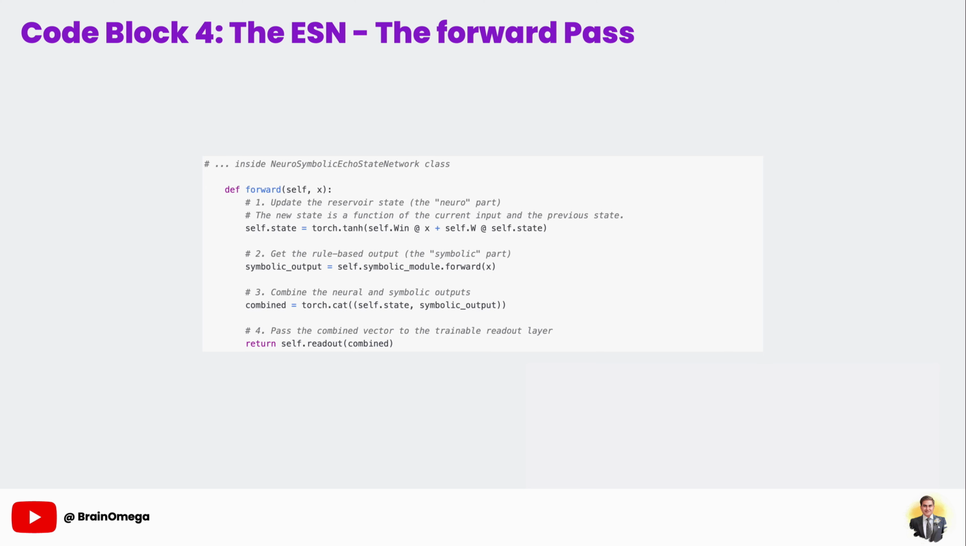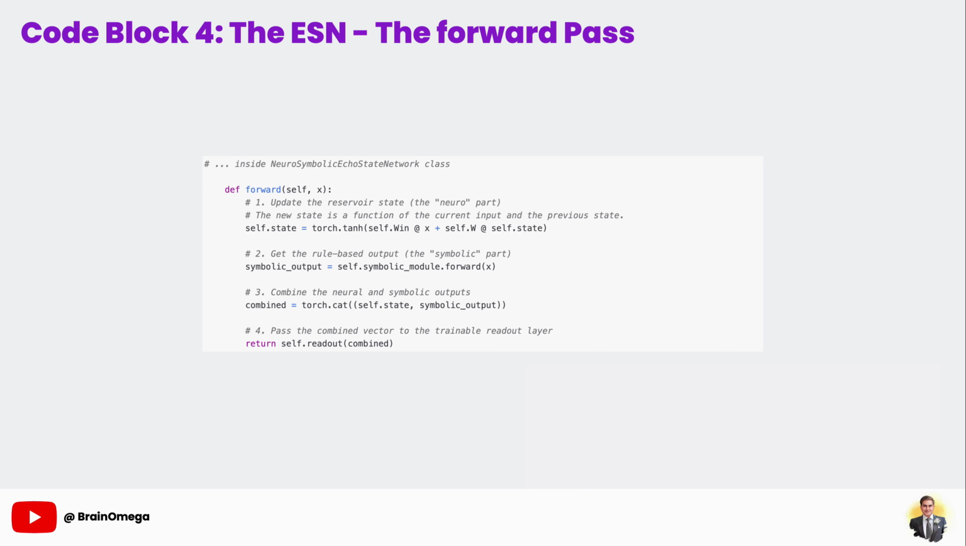First, we update the state of our reservoir. The new state is calculated by taking the current input x multiplied by the input weights, adding it to the previous state of the reservoir multiplied by the recurrent weights, and then passing the result through a tanh activation function. This is what makes it a recurrence network. Its current state depends on its previous state.